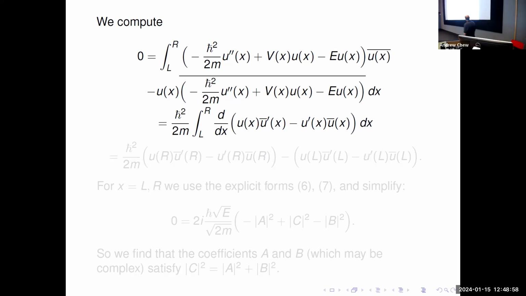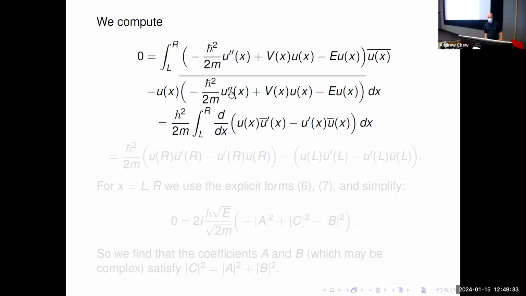But then we notice that we can write this as a derivative. So how does that work? Well, first of all, the v terms and the e terms cancel. When I took this combination, the v and the e terms cancel. Why? Because the v term on the first line is v times u bar. And then on the second line, we get minus u times v bar times u bar, but v is real, so v is v bar. So those two terms cancel, the e terms similarly cancel, and we're left with these second derivative terms which do not cancel.